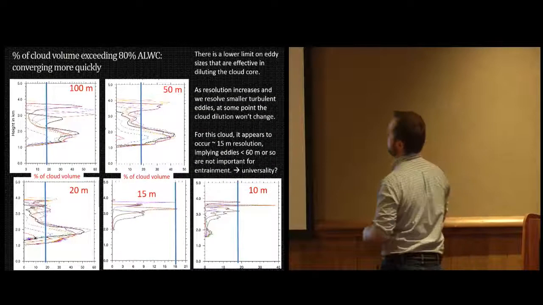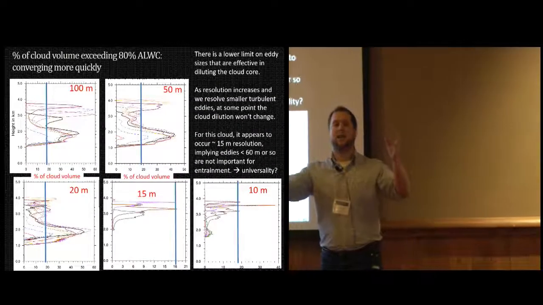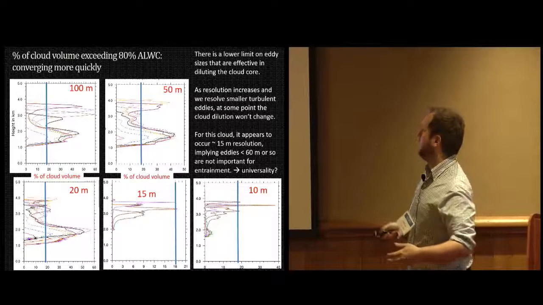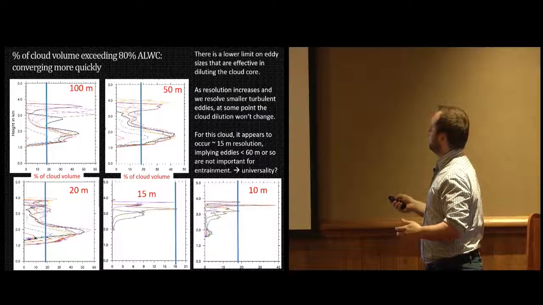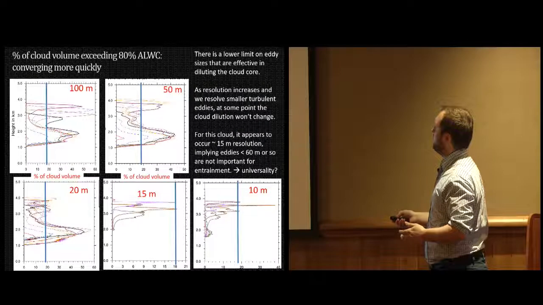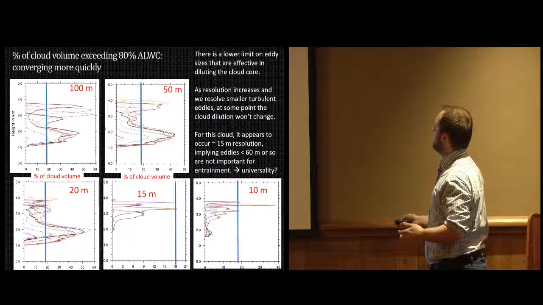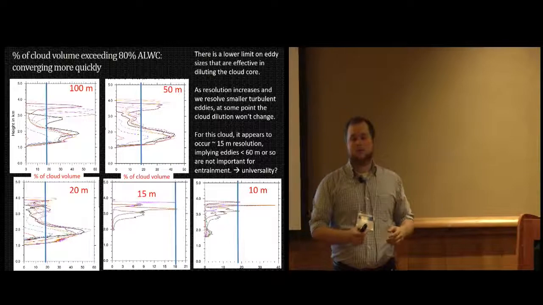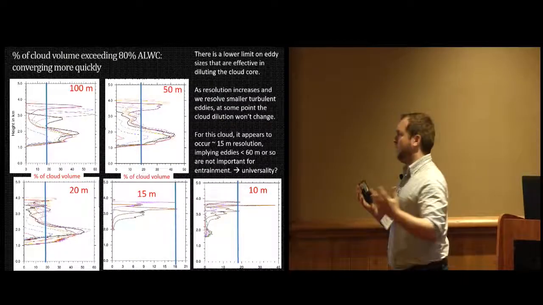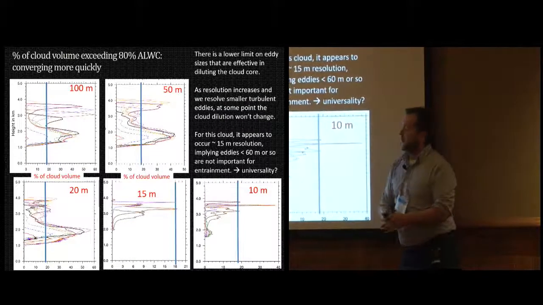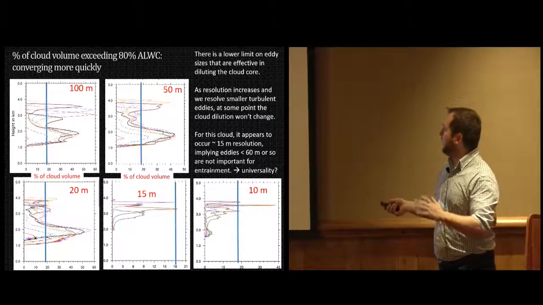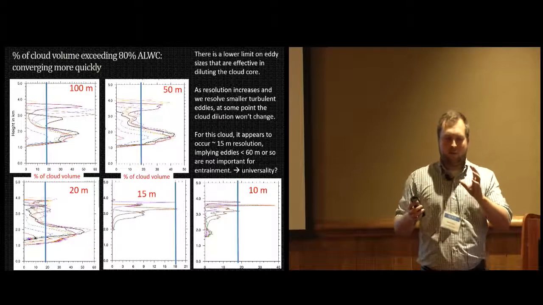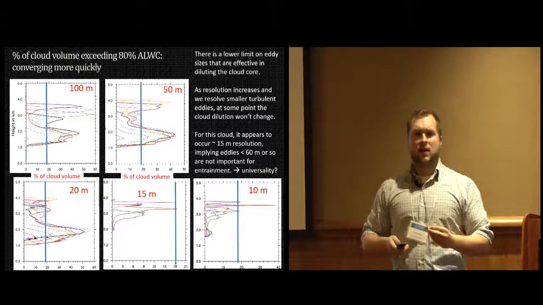When we look at the dilution, let's take this plot here where we look at the percentage of the cloud that is above 80% of its maximum liquid water content that's allowed. We see that as we decrease the grid point spacing, we get quick convergence below 20 meters. We get 15 meters and 10 meters. When we get to eddies of this size, the cloud is diluting, and going any lower is not going to result in any more dilution of the cloud. So maybe 15 meters could be the minimum eddy size that's necessary to resolve in simulations if you want to get the liquid water content of these clouds correct.